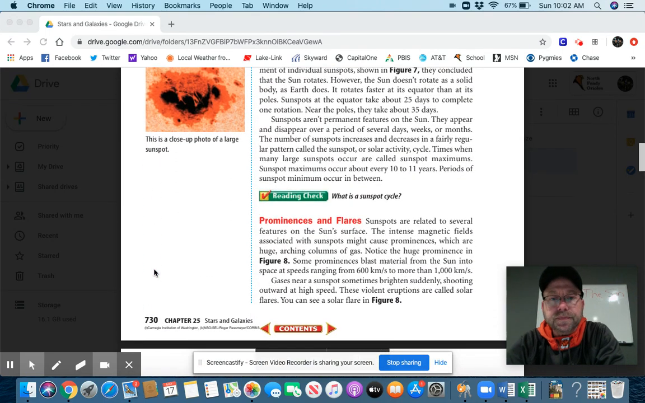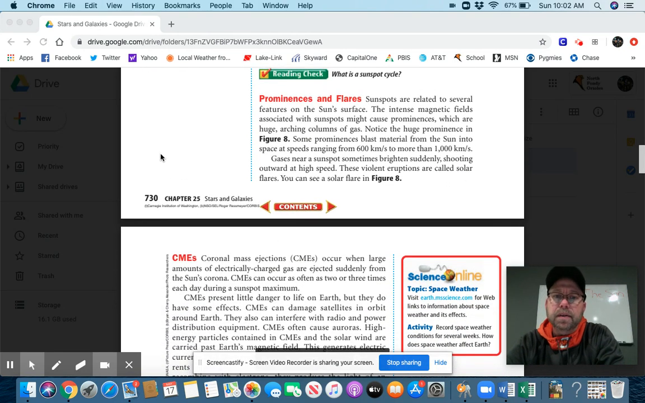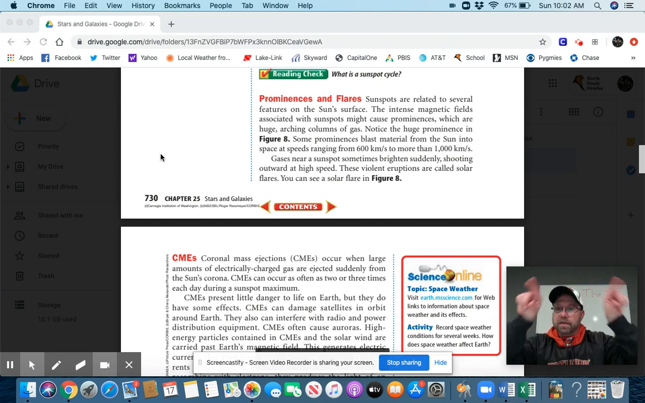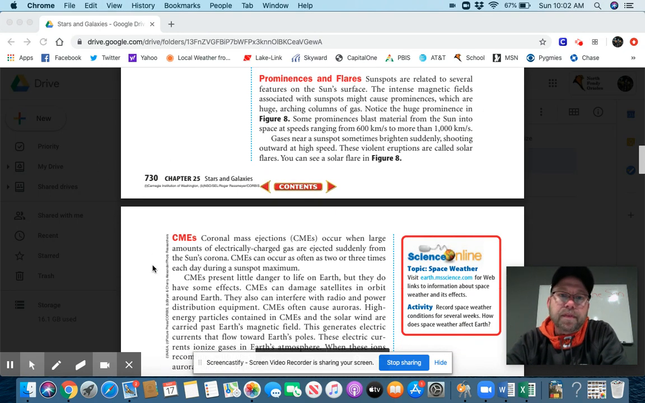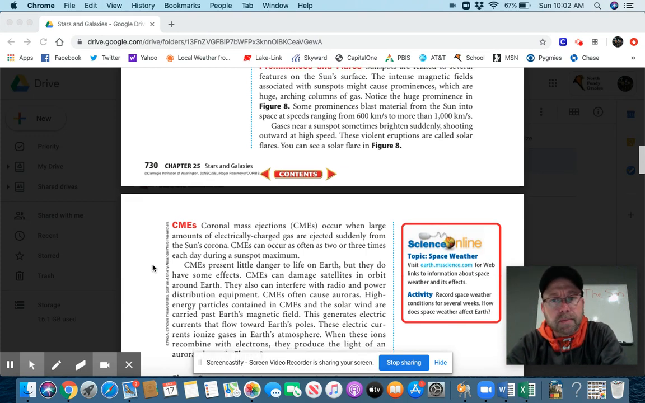All right. Solar flares. You can especially see them in an eclipse because it covers up the surface and you can see them shooting off around the edges of the sun. But again, super hot gases ejected from the sun. All right. By the way, superheated gases, plasma. Keep that in mind.